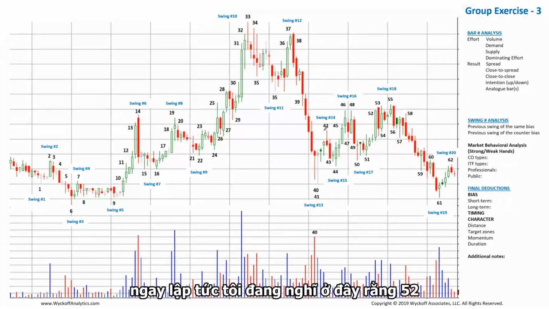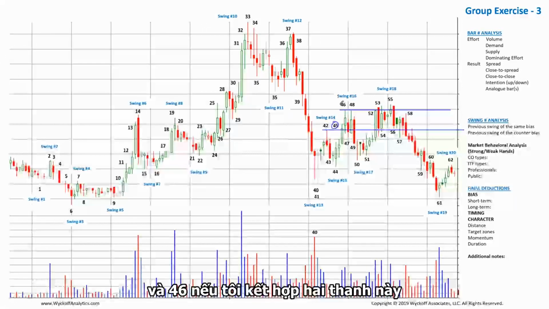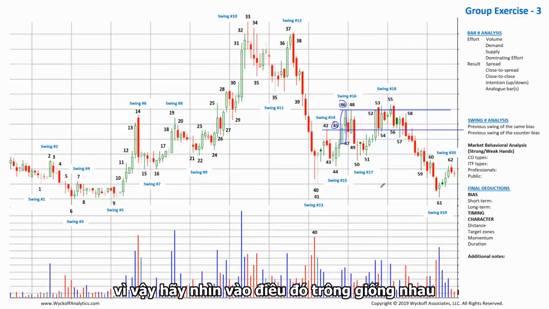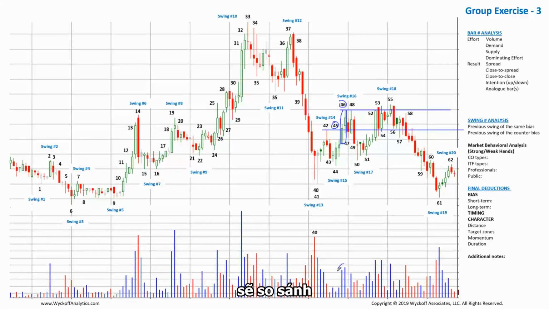Now right away, I'm thinking here that 52 is probably going to be analogous to 45 and 46 if I combine these two bars together. So look at that. Does that look the same or almost the same? Doesn't that have the same intention of overcoming the resistance at 46 and moving further up? Yeah, so let's compare those. So we're going to compare 52 and 45 and 46.